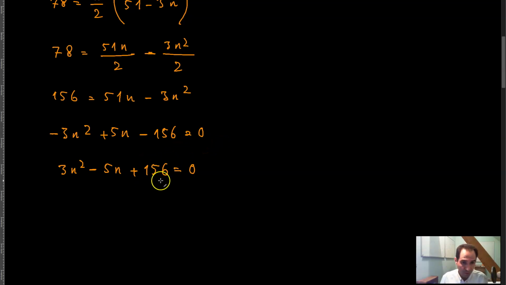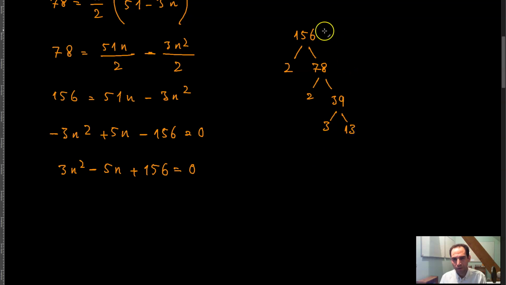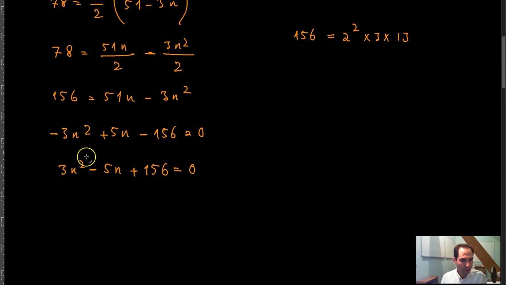Let's see what happens if we prime factorize this number. 156 is 2 times 78, 2 times 2 times 39, that's 3 times 13, right? So that means that 156 is 2 raised to the power 2 times 3 times 13. And 3 is over here, right? So therefore, if I write 3 times 156, that's 2 raised to the power 2 times 3 raised to the power 2 times 13.